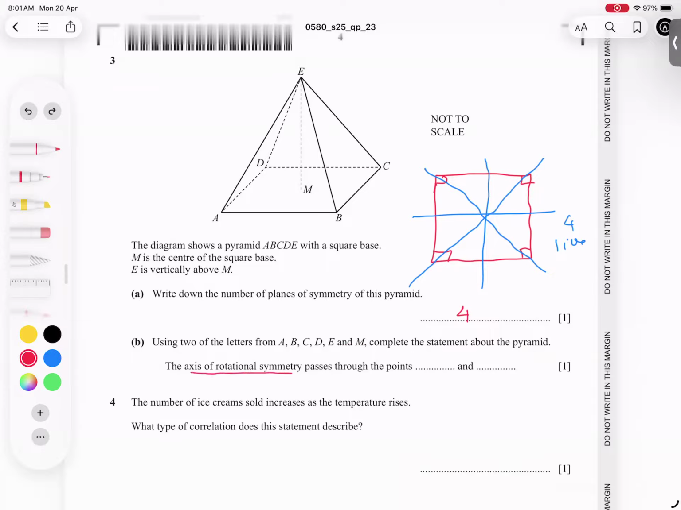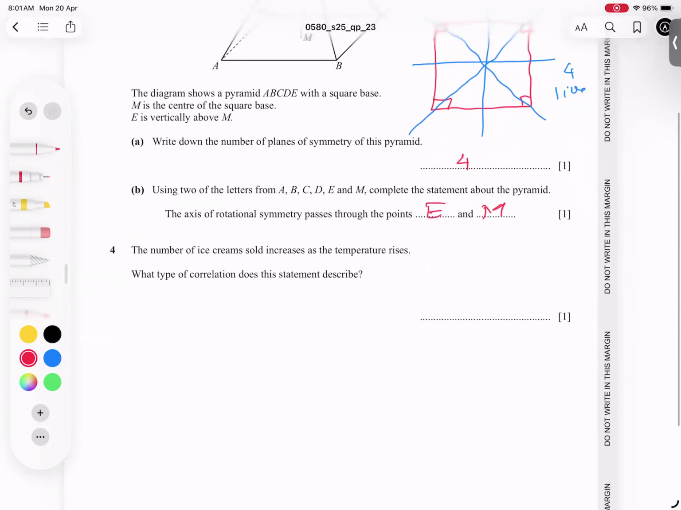Using two letters from A, B, C, D, E, F, M, complete the statement about the pyramid. The axis of rotation symmetry passes through the points, this and that. So naturally, it is very clear, E and M, because like a cycle rotation. If you want to rotate it like this, what happens? It will rotate like we have a rod on it, a rod like this. So this object can rotate like this. I think you're understanding. So the letters are E and M, called the axis of symmetry.